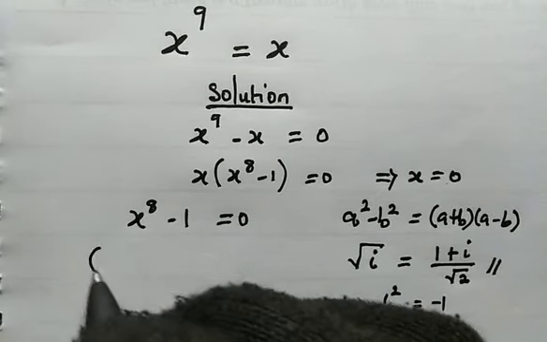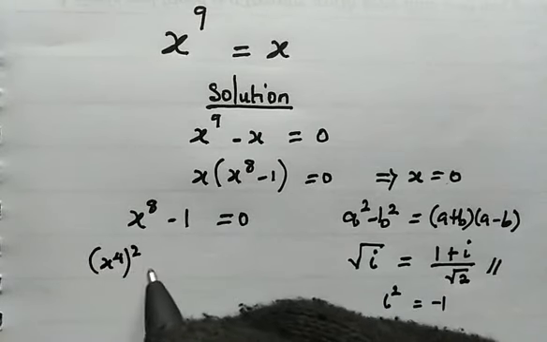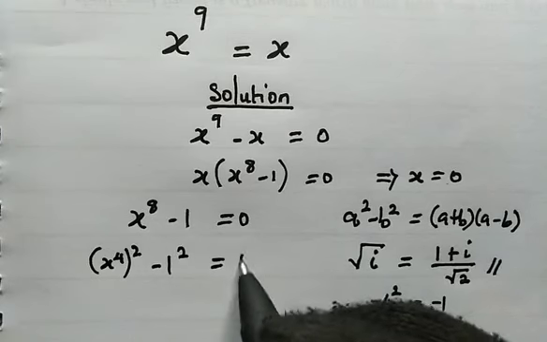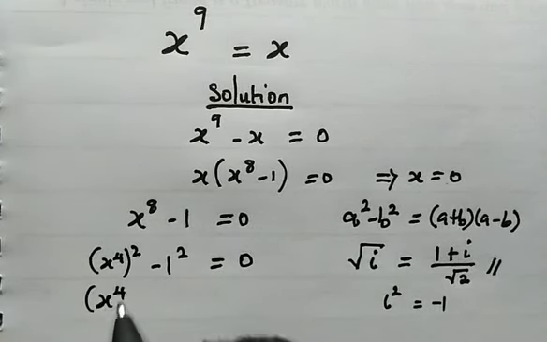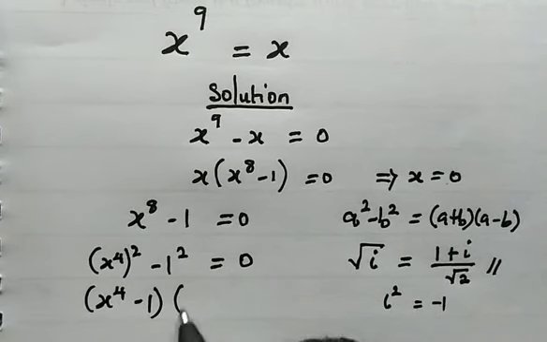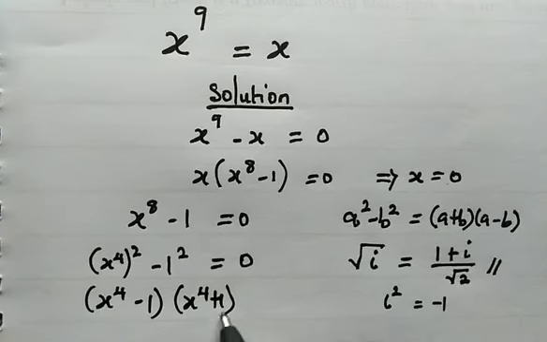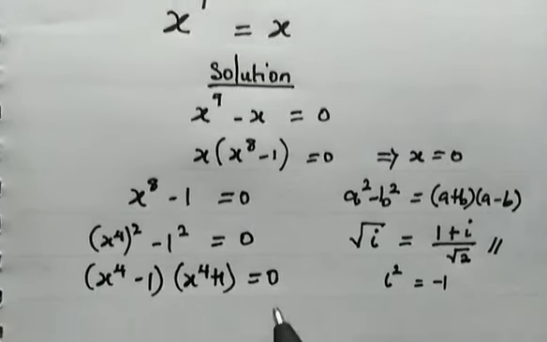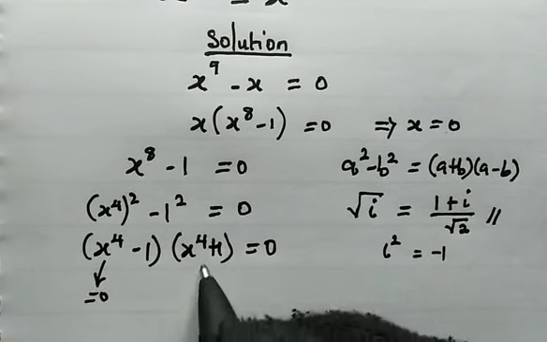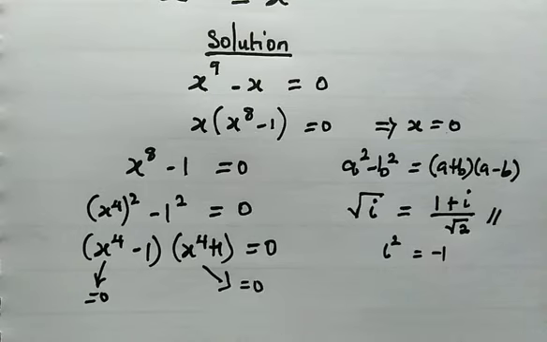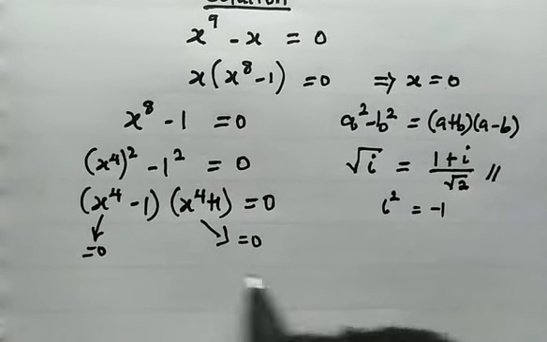So from here we have x to the power of 4 squared, then minus 1 squared, this is equal to 0. Make use of this difference of two squares. We have x to the power of 4 minus 1, then into bracket x to the power of 4 plus 1, this is equal to 0. So from here this is equal to 0 and this is equal to 0. So let's pick one of these equations and solve.